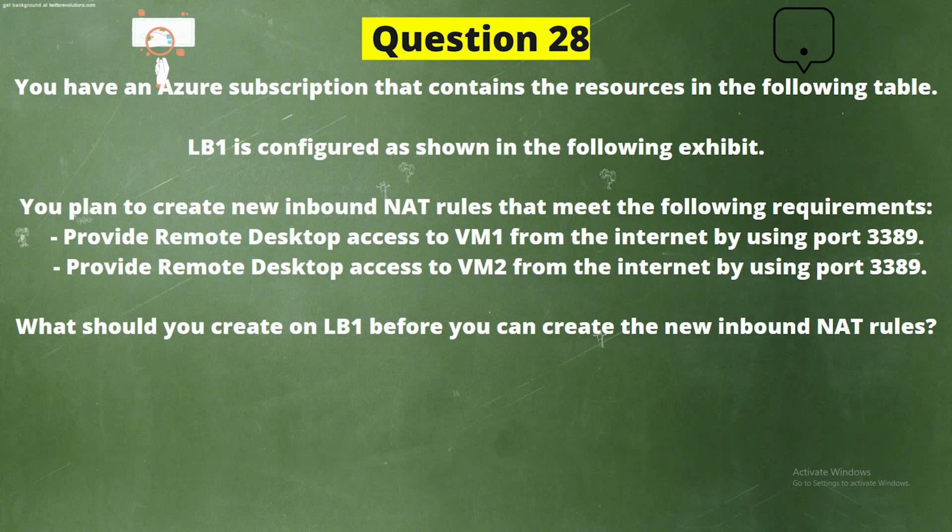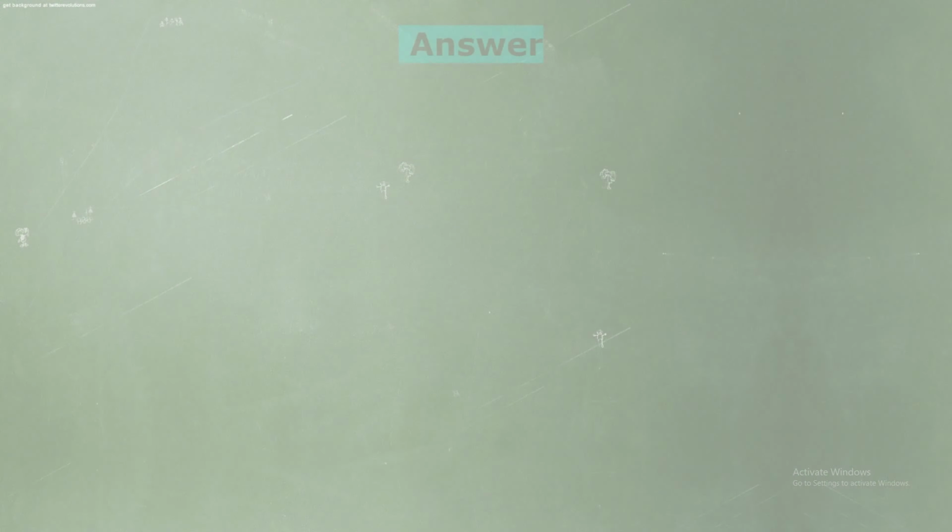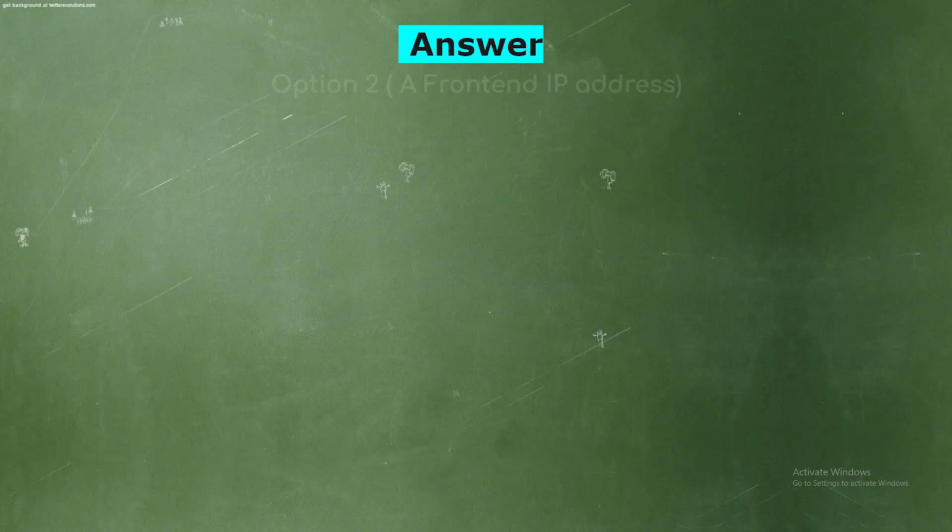Now, here are the options. Option 1, a load balancing rule. Option 2, a front-end IP address. Option 3, a health probe. And the right answer is option 2, a front-end IP address.